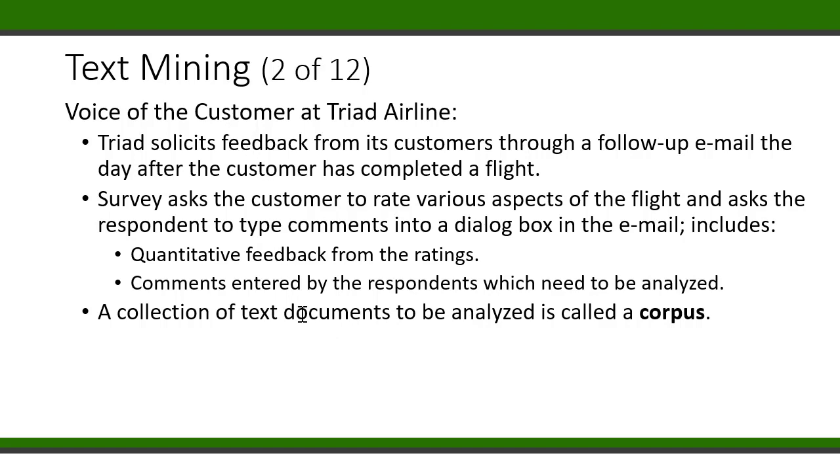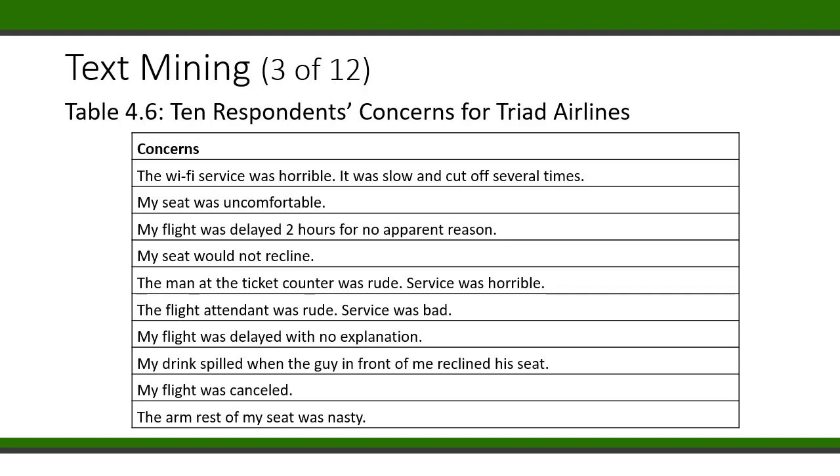So when we talk about text mining, you need to understand that the collection of the different documents being analyzed is called the corpus or body, but they're going to call it corpus here. So here we have 10 respondents that have concerns with Triad Airlines. You see what they all typed in. So this is the corpus. So what does this mean? What's the biggest concern? What's the least likely concern?